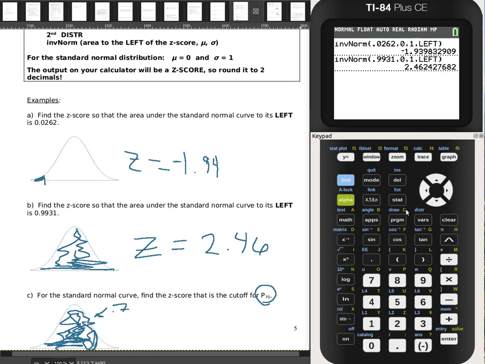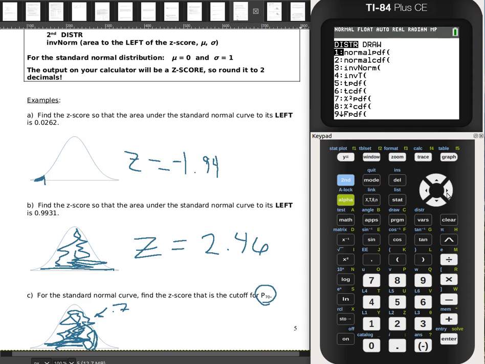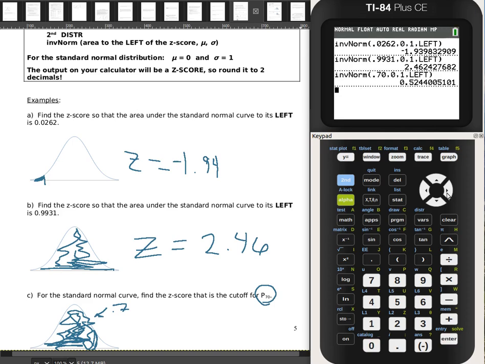So we will go to our distribution menu, inverse normal. We want the tail on the left to have an area of 0.7, or else 0.70 if you like. It's the same number. And it's on the left tail. Let's keep hitting enter. That z-score, I drew it kind of far to the right, but it's not too big of a z-score. It's just 0.52, because we're rounding only to 2 decimal places.